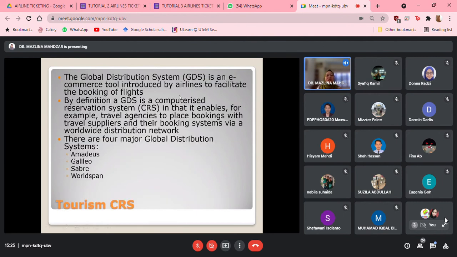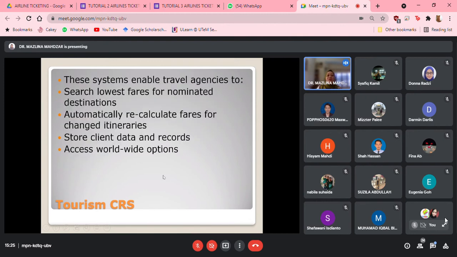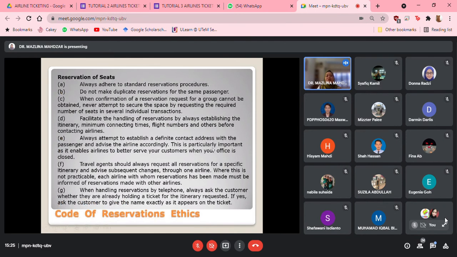And then a bit on the use of CRS and the 4 major GDS system that is available in the market, and you have also known some of the basic functions of GDS, untuk cari tambang, untuk simpan data, record, boleh access worldwide auctions. So these are all some of functions of a tourism CRS.